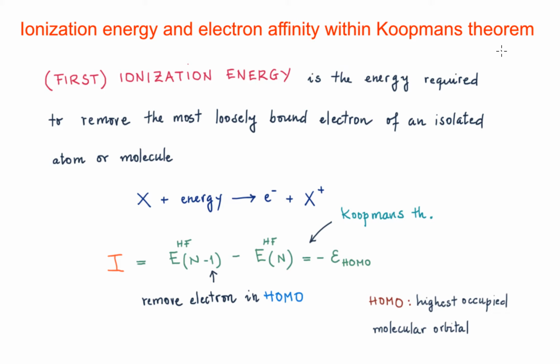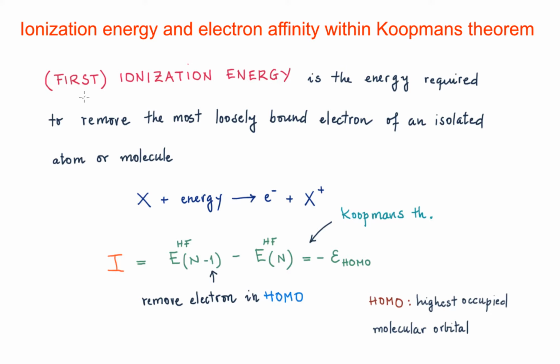The Koopmans theorem allows us to connect the Lagrange multipliers arising in the Hartree-Fock equations with some magnitudes that can be experimentally measured. For example, the ionization energy or the electron affinity of an atom or a molecule. For example, let's consider the ionization energy.